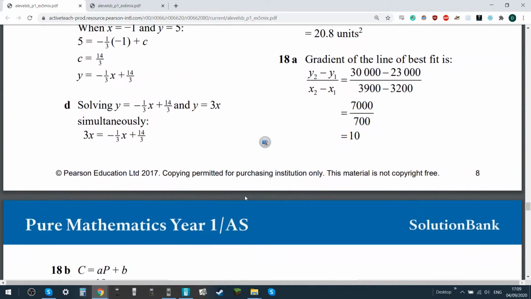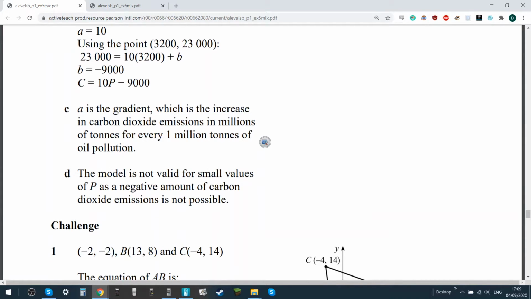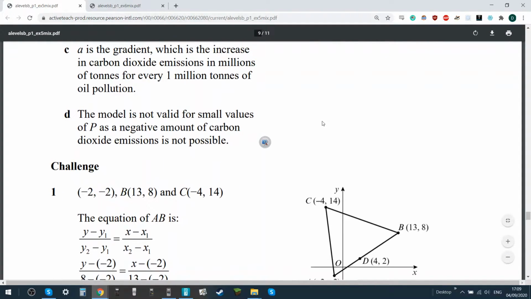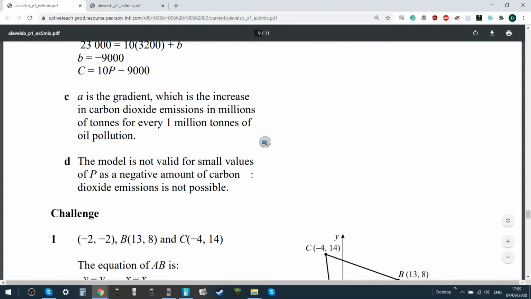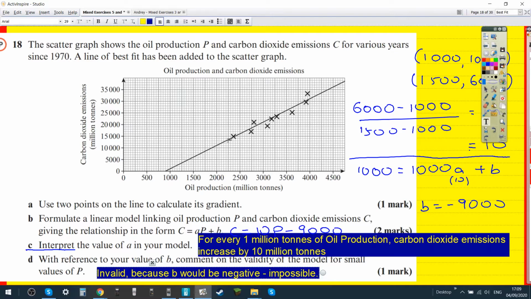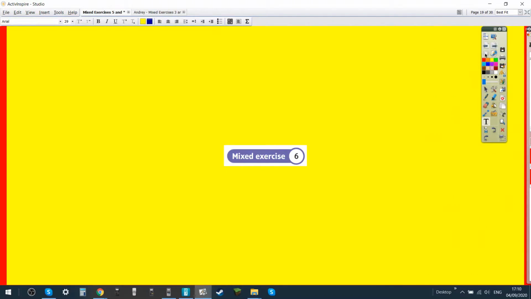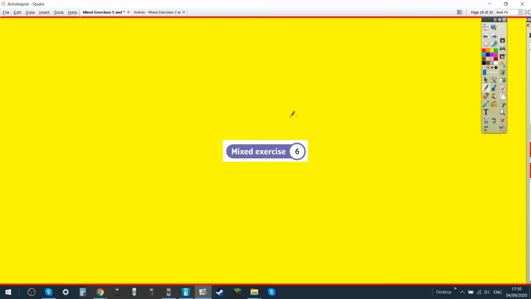Let us check. A is the gradient, which is the increase in carbon dioxide of tons for every A. D, the model is not valid for small values of P, as a negative amount of carbon dioxide emissions is not possible. Yeah, it's extrapolation because it's outside of the data. C, we did it the good GCSE way. For every 1 increase in X, there is M increase in Y, and you just put in the real values. Any questions there? No. Okay, so that's that stuff. What do you give yourself for that? I think I'll probably give it a 2. That's good. Okay, chapter 6.